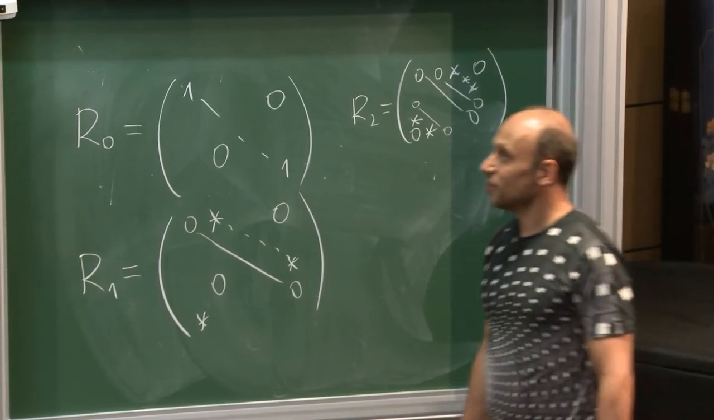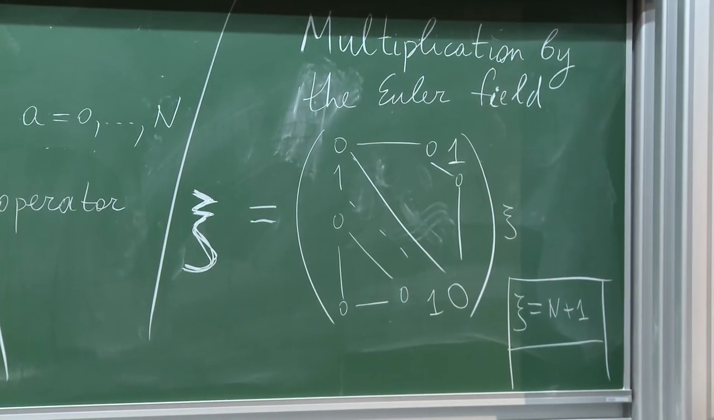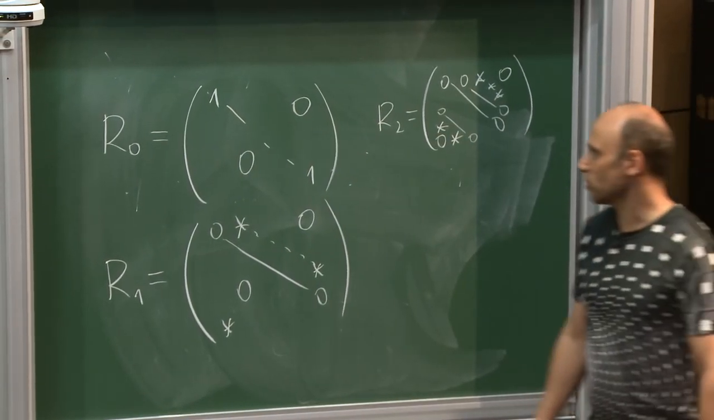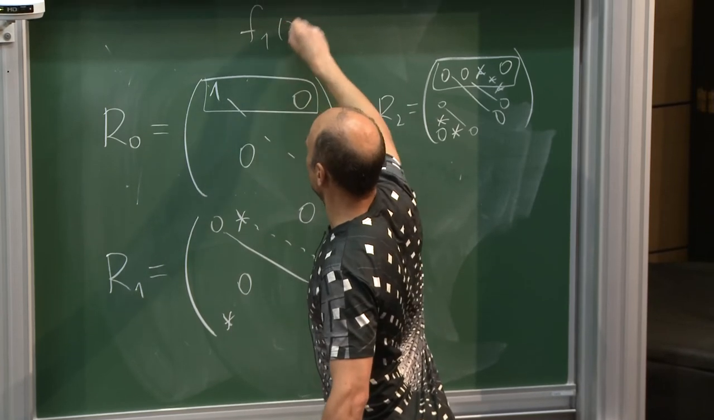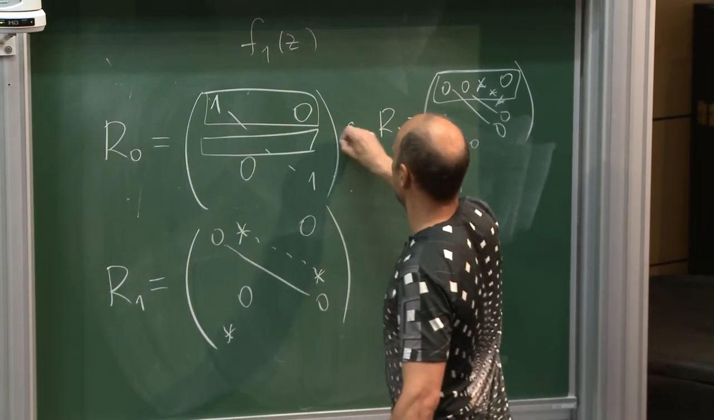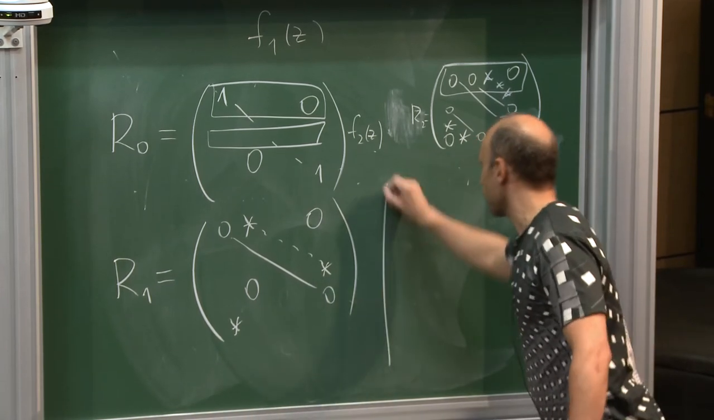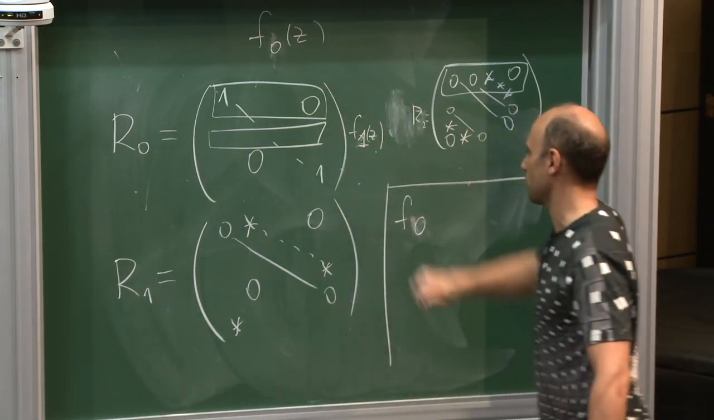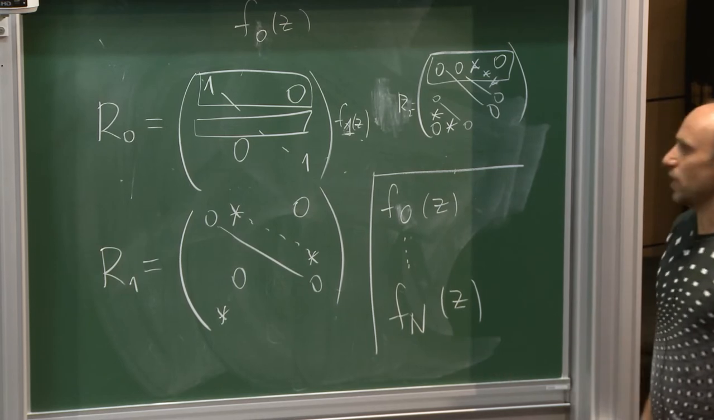So actually, because of the particular form of psi, see psi just adds 1 modulo n plus 1, the R matrices will have a lot of zeros, and so there will be only one non-zero coefficient on each line or in each column. So if you add all these columns, for instance, you will find a power series that you can call f1 of z. And then here you will have f2 of z. And so on. So the R matrix is determined by f0, f1, because I numbered everything from 0 to n. So the R matrix is actually described by n power series, f0 of z, up to fn of z.